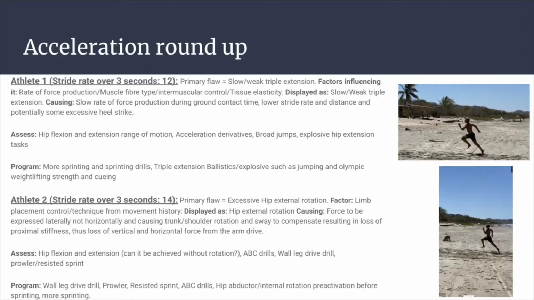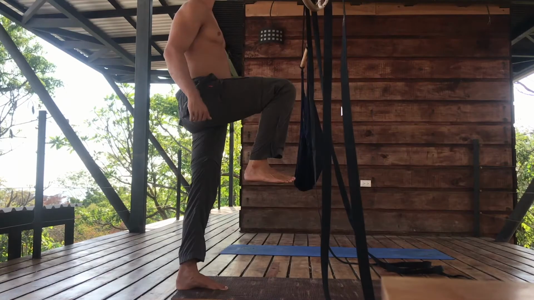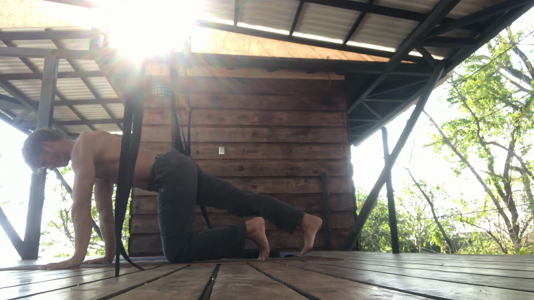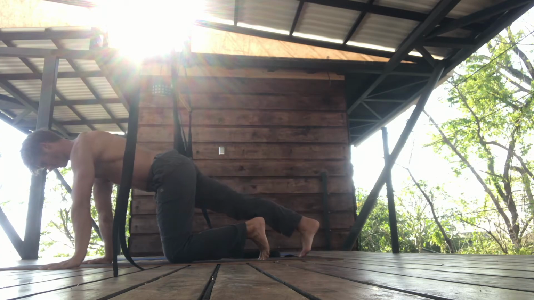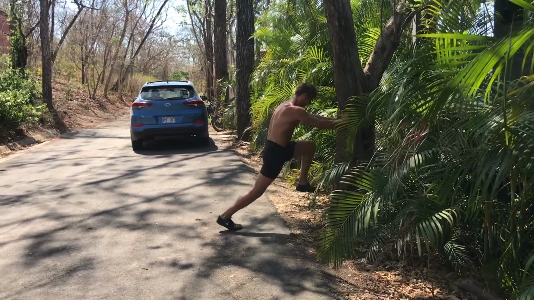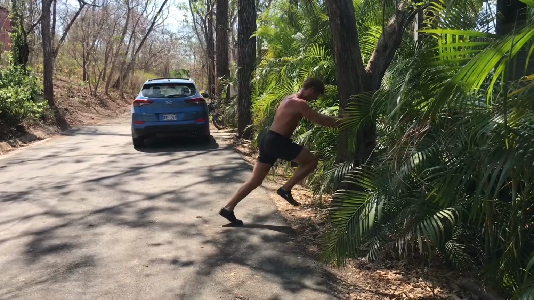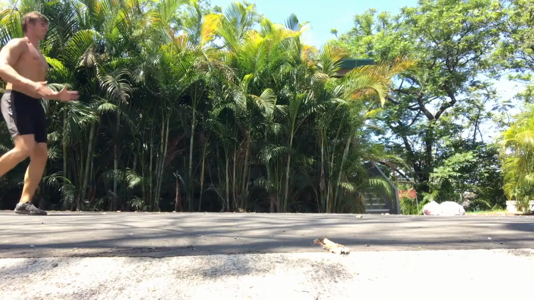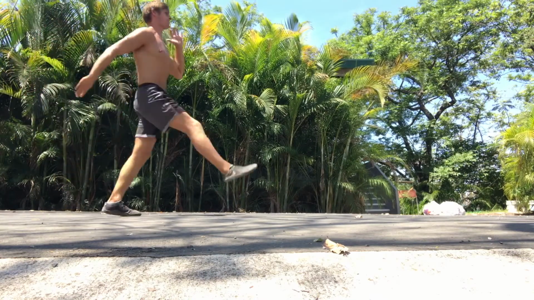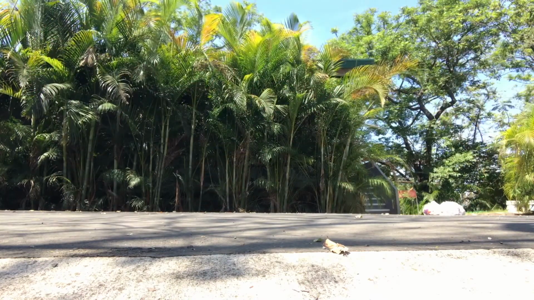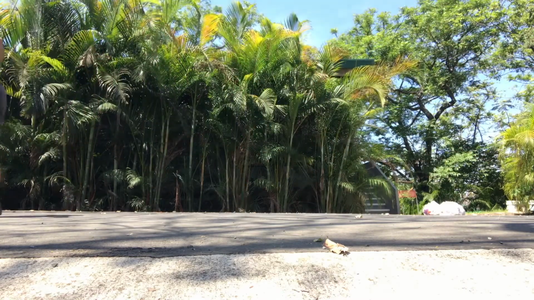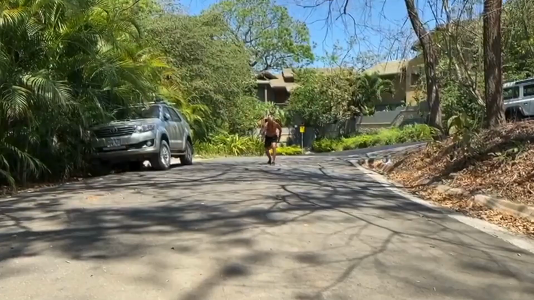To assess, we looked at hip flexion and extension, asked if it can be achieved without rotation, and it could. So we then moved on to looking at ABC drills to see if the athlete could achieve this without rotation, then the wall leg drive drill, and we could also look at prowler/resistance sprint work. In terms of programming, we could look at some hip abductor and internal rotation pre-activation work with maybe a resistance band or a glute band, doing this before sprinting to see if he's able to maintain more aligned sprint technique in the hips with more pre-activation in the muscles.